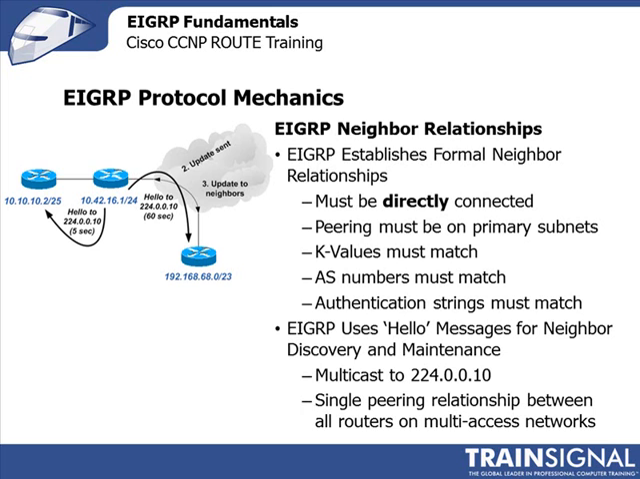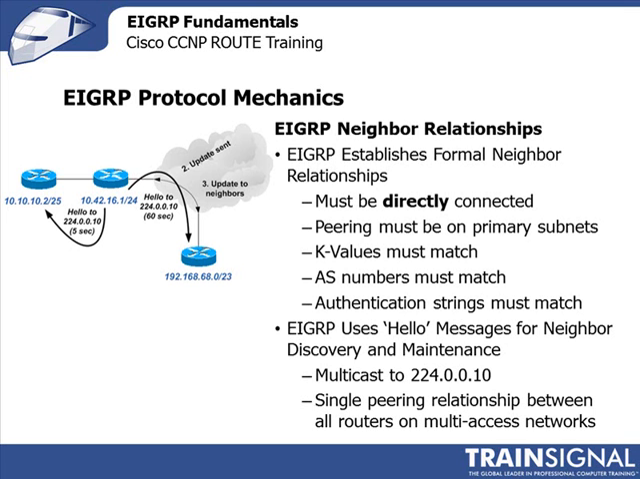Another thing with EIGRP neighbor relationships is, like some of the other link state protocols, EIGRP uses hello messages, which establish the relationship and also act as a keepalive to maintain it. These are multicast to IP address 224.0.0.10. You'll notice that that's in the Class D multicast space. But it's an important one to remember because all of EIGRP's operations take place on the 224.0.0.10 address. There are other ones for OSPF and some of the other protocols, but it's important to remember that as well.